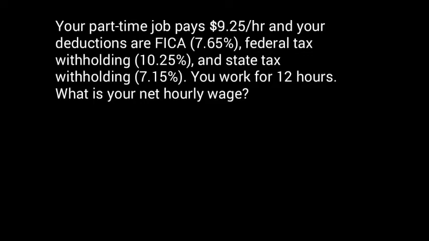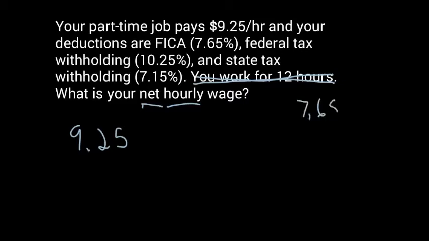So again, we have a little bit of extra information in this, because we want the net hourly wage. So what we do is we take our hourly wage of $9.25 minus all of our deductions. So we don't care in this particular problem that you work for 12 hours. That's not going to matter for this. All we do is take our hourly rate there of $9.25 and take out all our deductions. So the easiest way to do that is to add up all those percents and get a total percent.